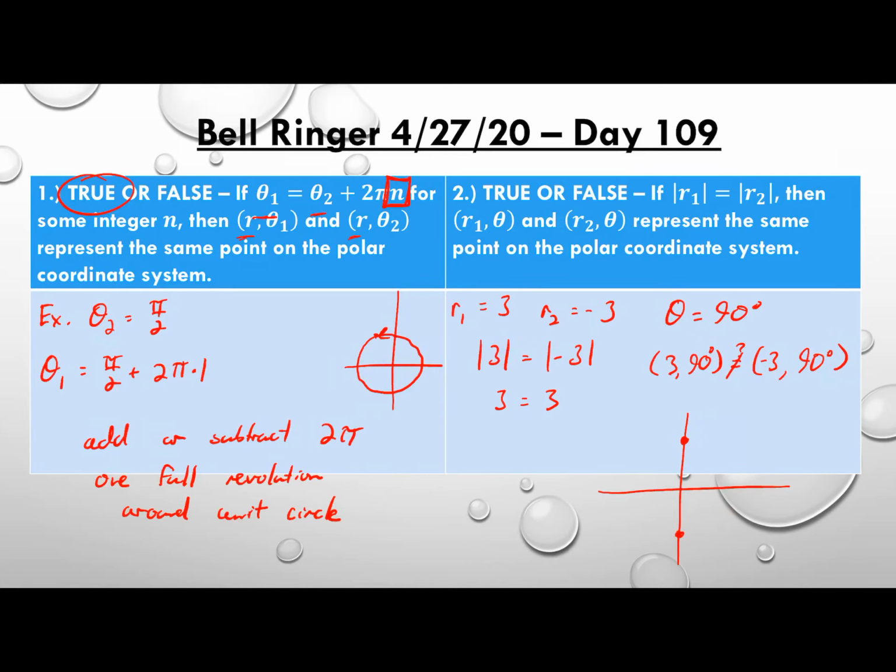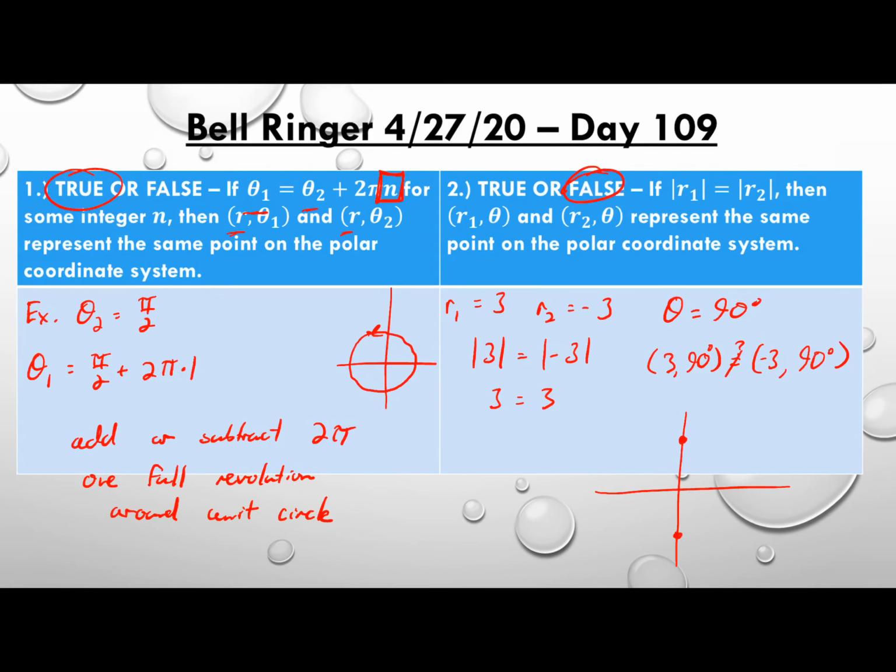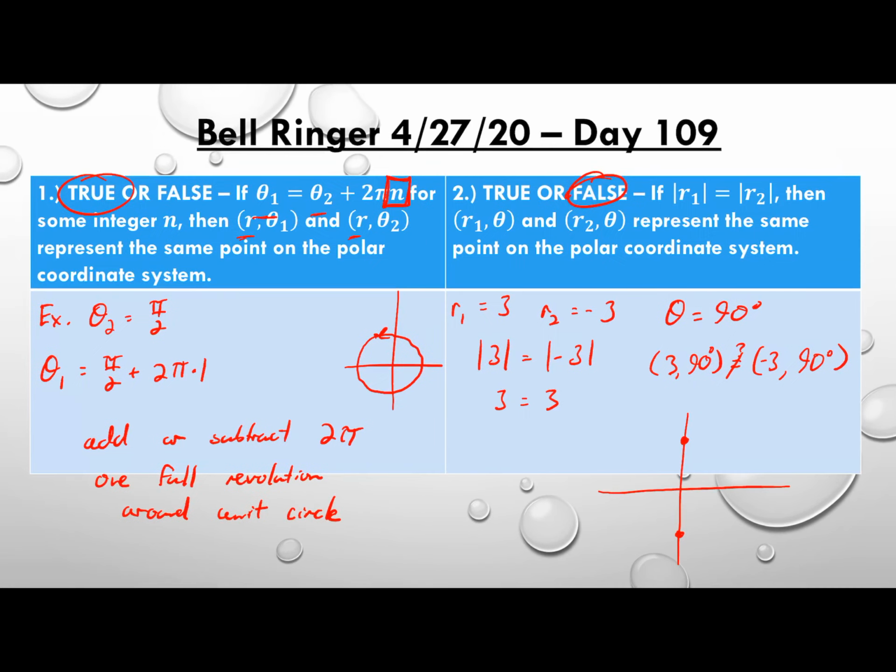So number 2 is false. The easiest way to prove that it's false is just to use a simple example like I did. Is 3 comma 90 degrees the same thing as negative 3 comma 90 degrees? It is not. So hence, this would have to be false, because in order for number 2 to be true, it would have to be true for all points.